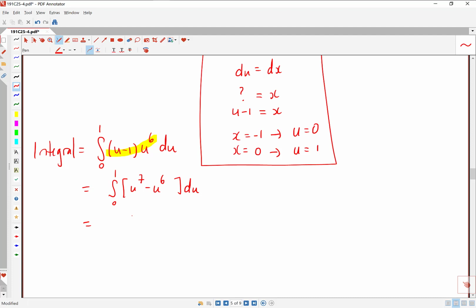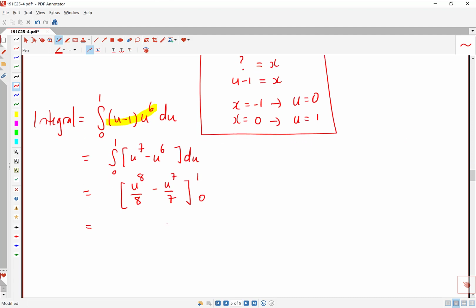So finding our antiderivative, u to the 8 over 8 minus u to the 7 over 7. We're going to first plug in 1 and then we'll plug in 0. So subbing in 1, we would have 1 over 8 minus 1 over 7. And then we're going to subtract off the value that we get when we sub in 0. That would just be 0.